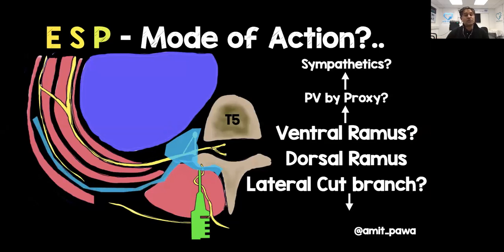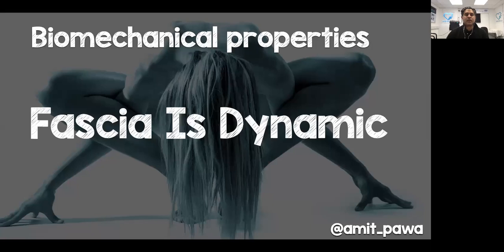But it may also diffuse and spread in a transmission belt to get the laterocutaneous branch. It may act as a serratus plane by proxy. So lots of potential ways that these techniques might work. The other thing that's worthwhile stressing are the biomechanical properties of fascia.